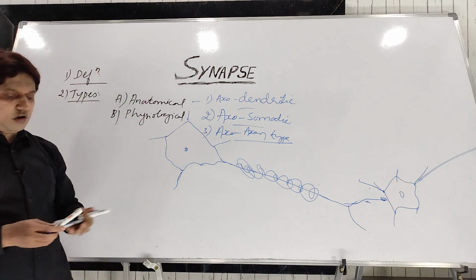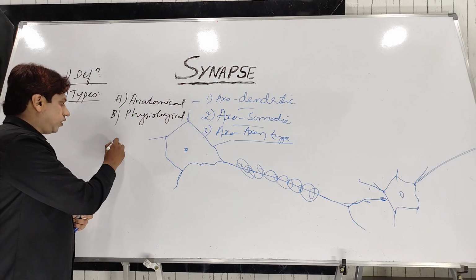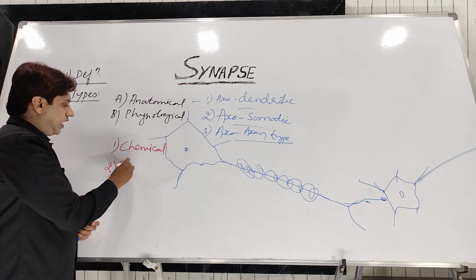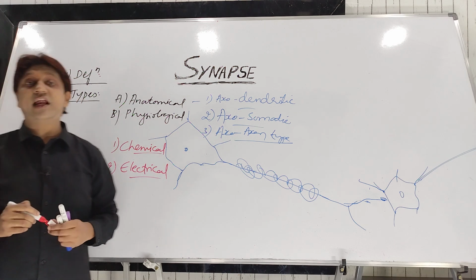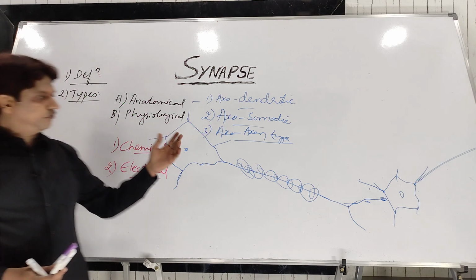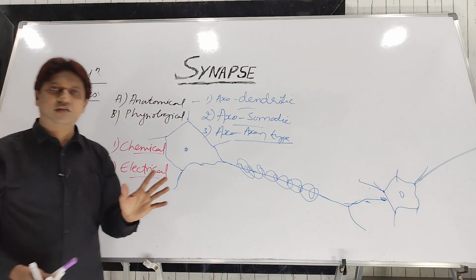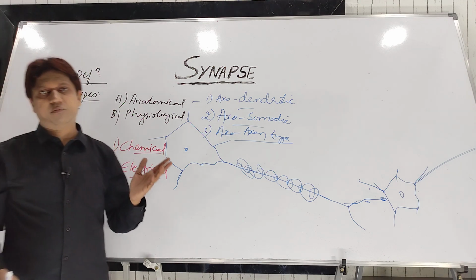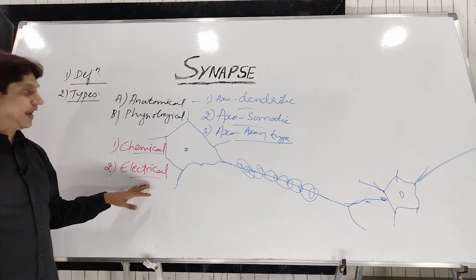Then the physiological classification, which is again very important. Mainly it is of 2 types: chemical synapse and electrical synapse. In a chemical synapse, the message from one neuron to another neuron is transmitted by the release of a chemical substance known as a neurotransmitter. In our central nervous system, most of the synapses are chemical synapses. There is one more type, the electrical synapse.